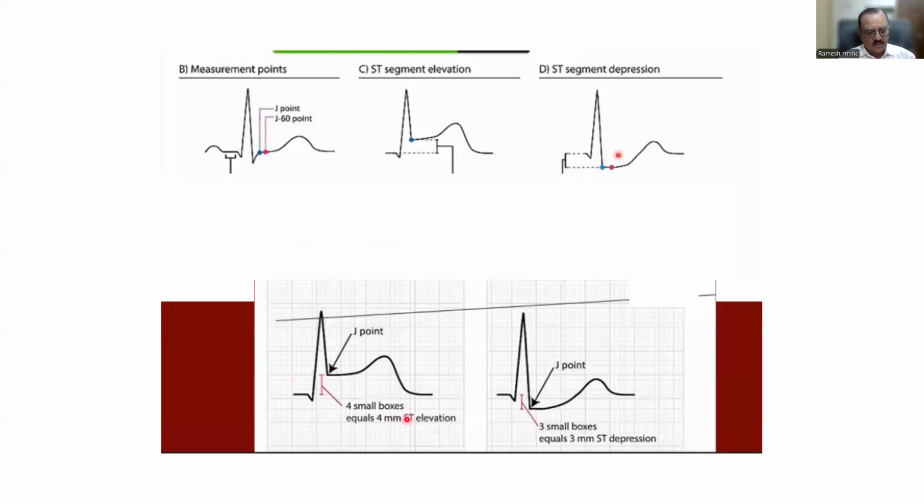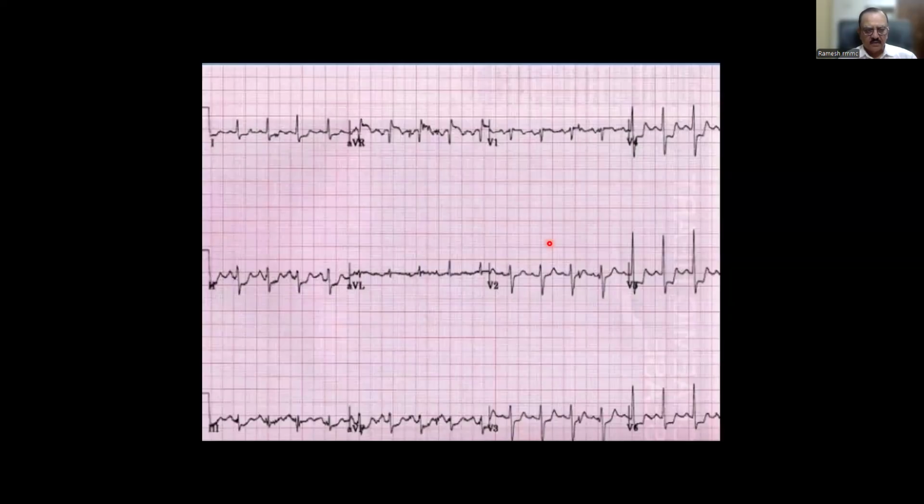So this point is called the J point. See, the point where the S wave and the ST segment meet is called the J point. We call it J point elevation or J point depression also. Just remember this. We will have the implication later. Now tell me, concentrate on the ST segment.